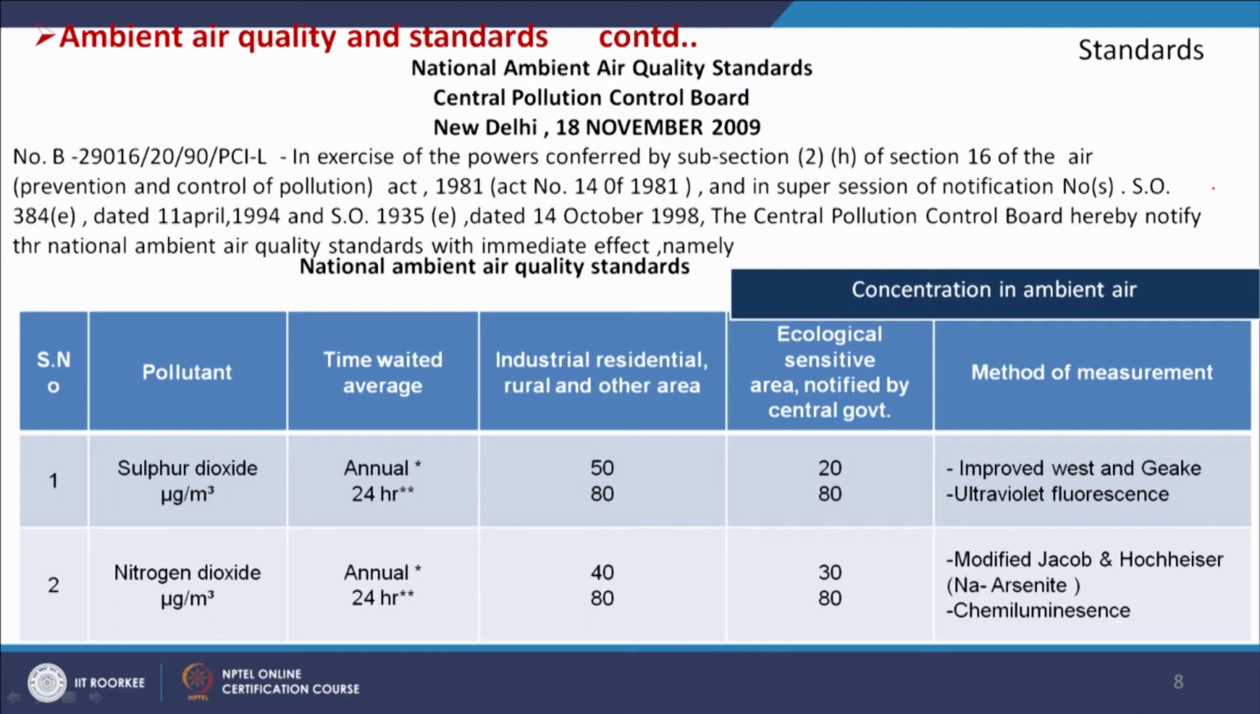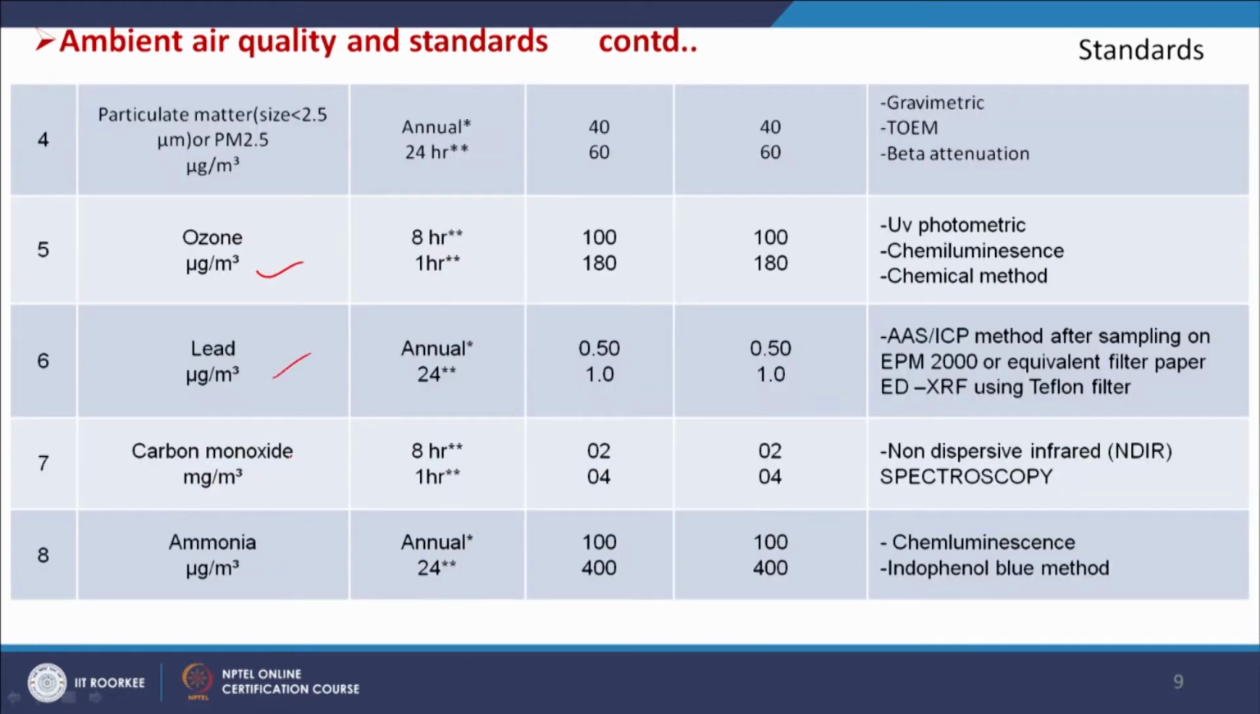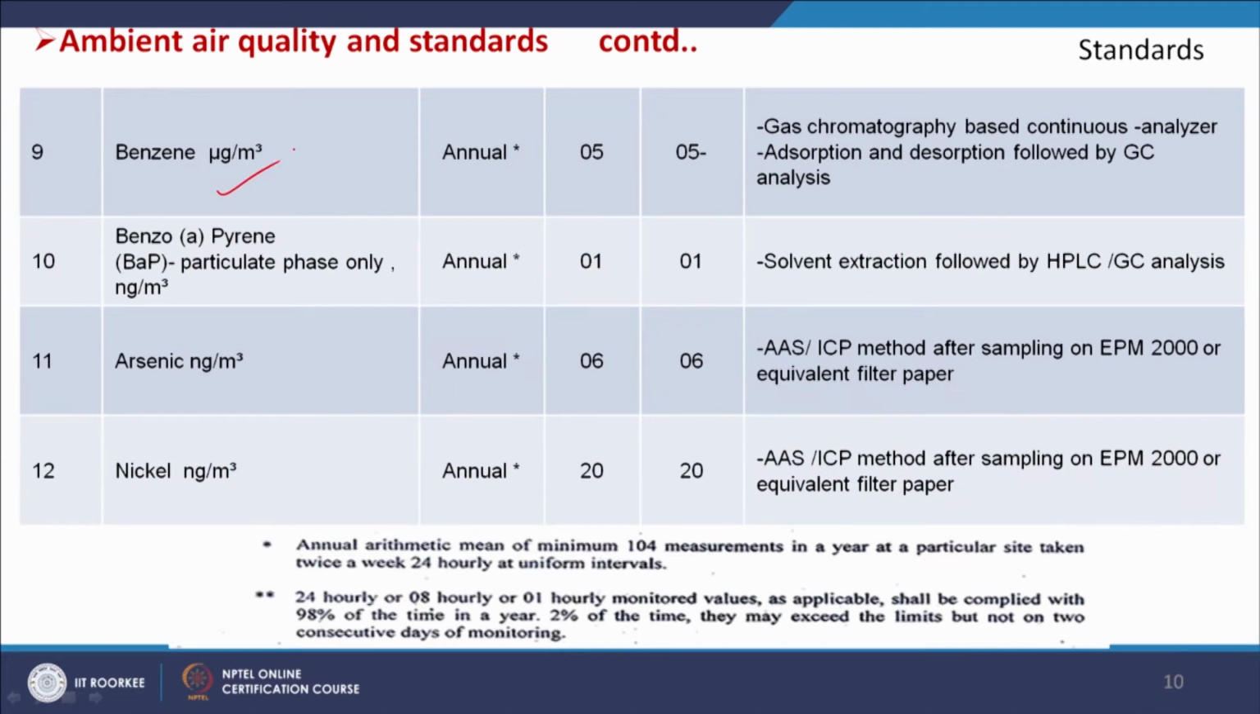Now, in 2009 the Central Pollution Control Board revised this, and as per the National Ambient Air Quality Standards, there are more parameters. You see here sulfur dioxide, nitrogen dioxide, and then ozone, lead, carbon monoxide, ammonia, then benzene, benzopyrene, arsenic, nickel. So, these are not there in the 1994 standards. So, what does it mean? Day by day people are becoming more aware of the negative impacts of different types of pollutants present in the air, and new pollutants are also added as quality parameters.